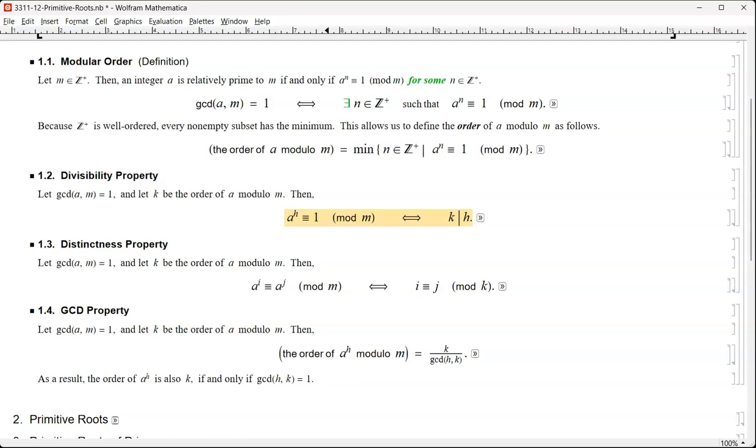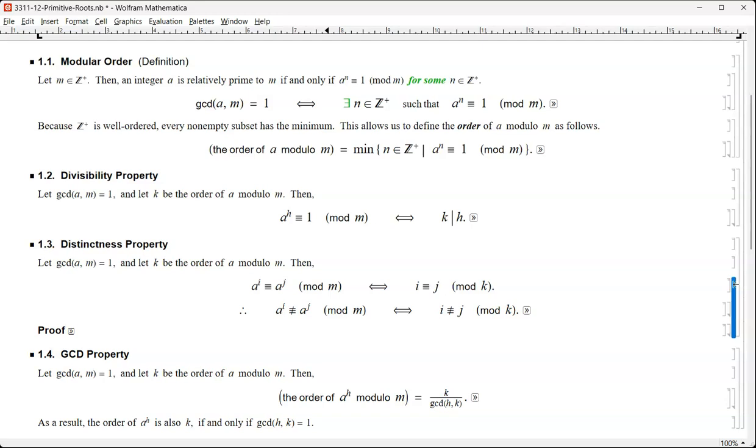How about the next property, the distinctness property? Congruent mod m if and only if congruent mod k. Another way to look at the same thing is incongruent mod m if and only if incongruent mod k, by taking the contrapositive. In other words, a to the i power and a to the j power are distinct mod m if and only if i and j are distinct mod k. That's why it is called the distinctness property.